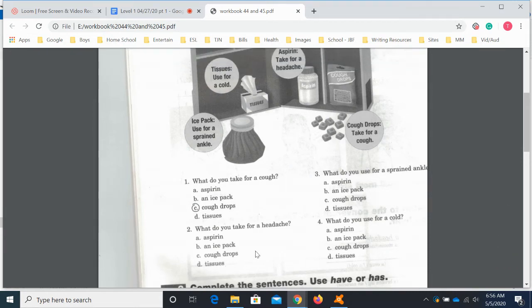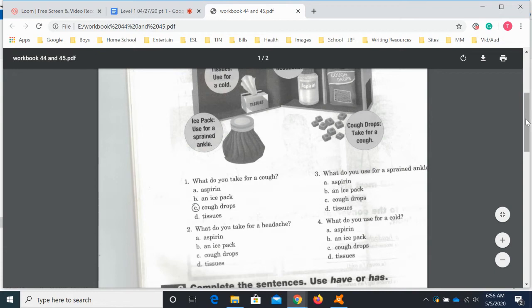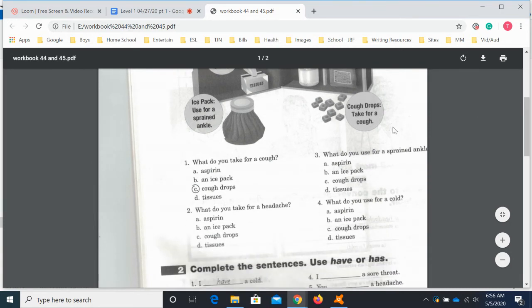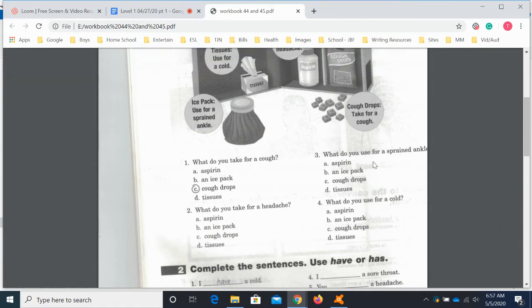Well, the answer is A, aspirin. Aspirin right here. Aspirin, take for a headache. Very good. What do you use for a sprained ankle? Number 3, what do you use for a sprained ankle? Aspirin, an ice pack, cough drops, or tissues? And the answer is an ice pack. Right here, ice pack used for a sprained ankle.